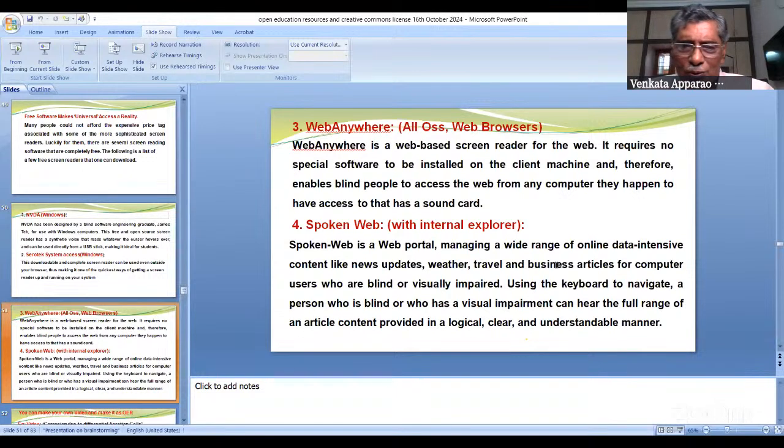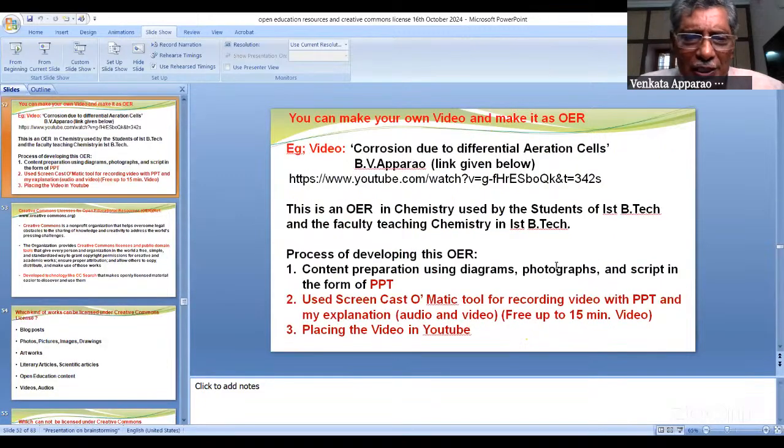So I have given you 4 examples which can be used for blind students. I could find 10 different software, and there may be many more useful for blind students. Only when blind students are able to learn with the help of this free and open source software, the colleges will not be taxed, and the colleges will be able to provide this facility for the blind students. You can make your own video and make it as OER.